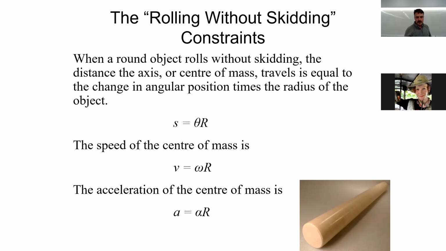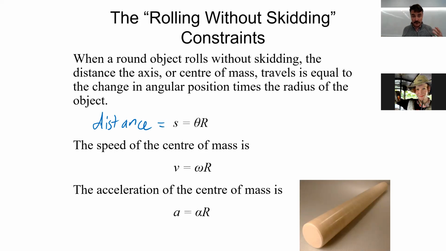So if the radius of the wheel is capital R, then the distance the object travels is theta times R. The speed that the thing's going, v, is omega times R. We did this before when I was telling you how to get something rolling without slipping. And then also the acceleration is alpha times R.